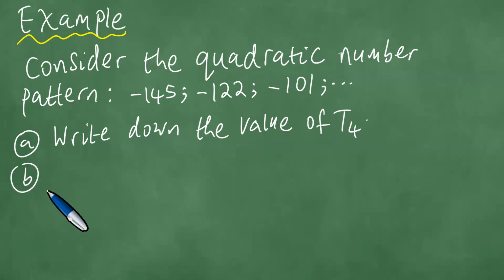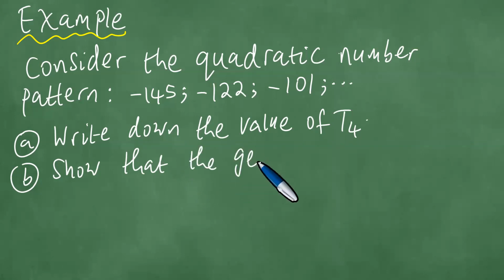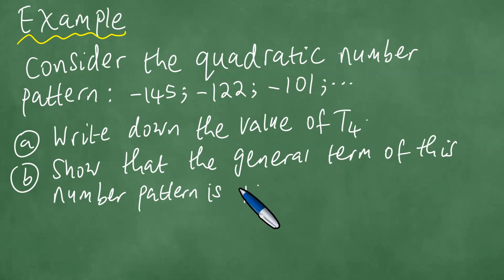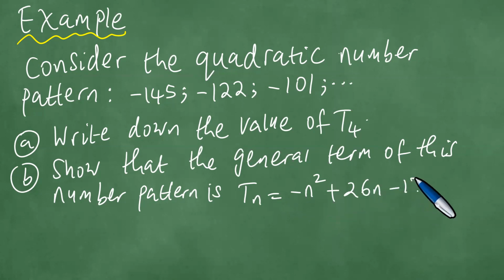B, show that the general term of this number pattern is Tn equals minus n squared plus 26n minus 170.